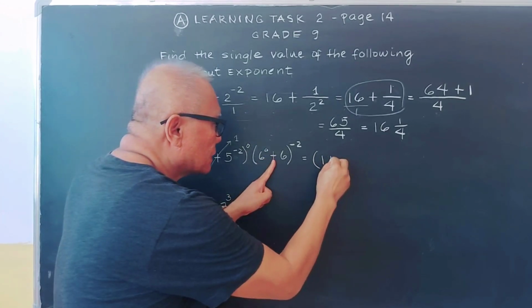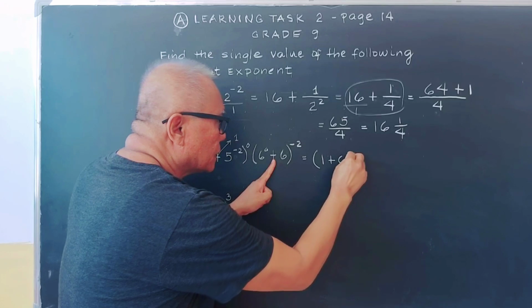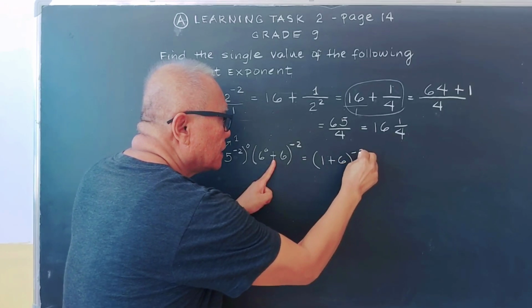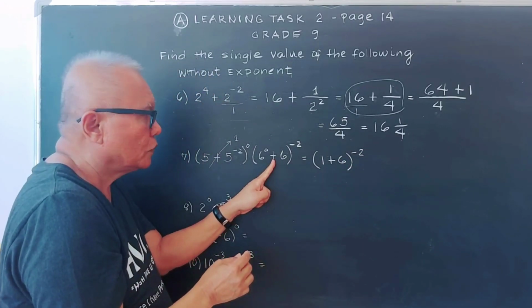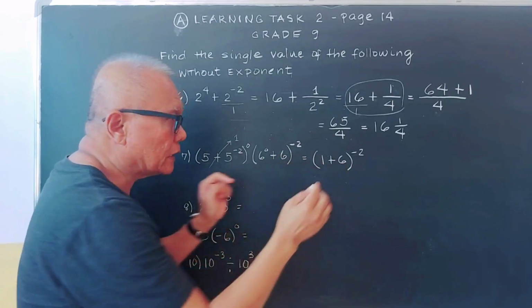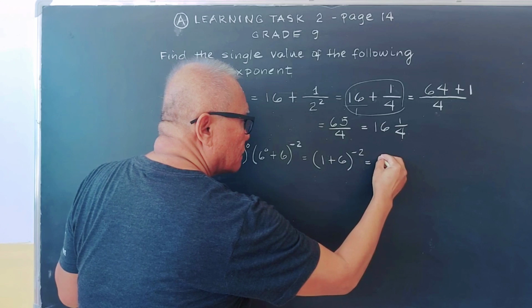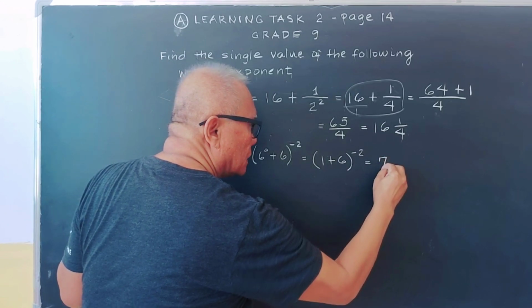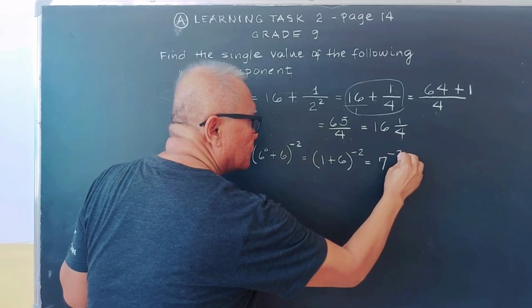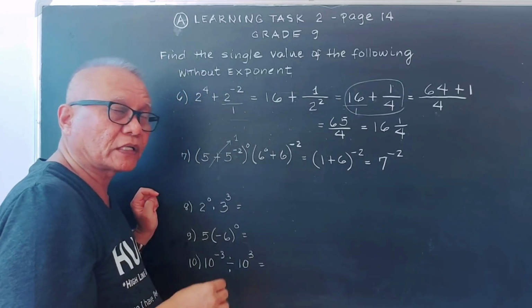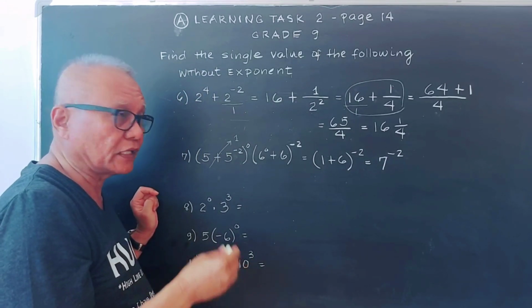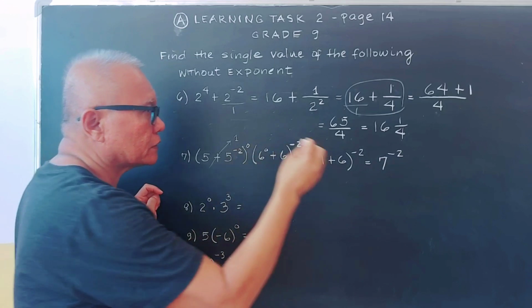Plus 6 to the negative 2. So, 1 plus 6 muna bago tayo mag-raise. So, we have 7 siya. Pero negative 2. So, hindi na tayo makakapag 7 times 7 muna. Kailangan maging positive muna yung exponent.